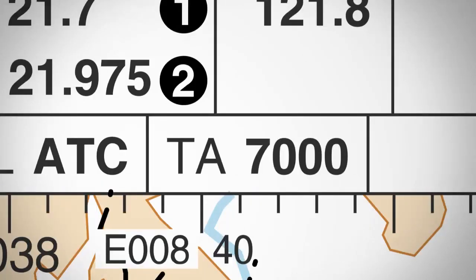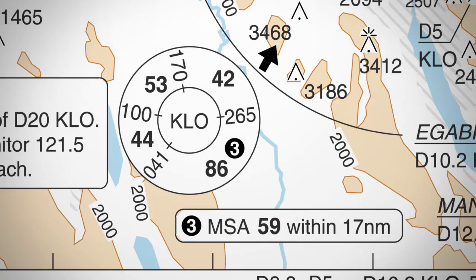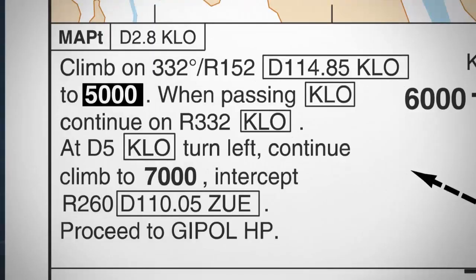Transition altitude is 7,000 feet, and the highest minimum safe altitude is 8,600 feet to the southeast of the field. MSA within 17 nautical miles is 5,900 feet. Our missed approach is a climb on the Cloten 332 bearing, then once passed overhead the radial to 5,000. At 5 DME, we turn left and continue climb to 7,000 while intercepting the Zurich East VOR's 260 radial. From there we will continue to Gipple and hold.